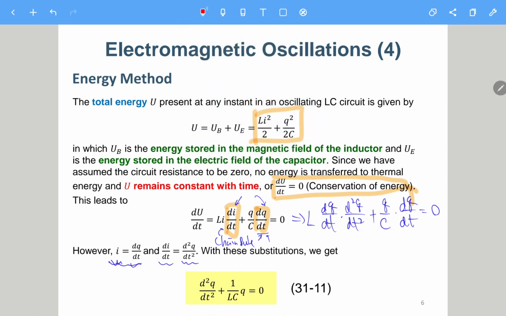So we can just do the cancellation. We assume that dq/dt is not always equal to 0, then we can cancel it. Finally, we divide by L on both sides, so L and L cancel. So we have the second derivative of Q plus 1 over LC times Q. Q is a variable, so we just move it to the back. We can see this is the second derivative, and this is the original function. That's the point.